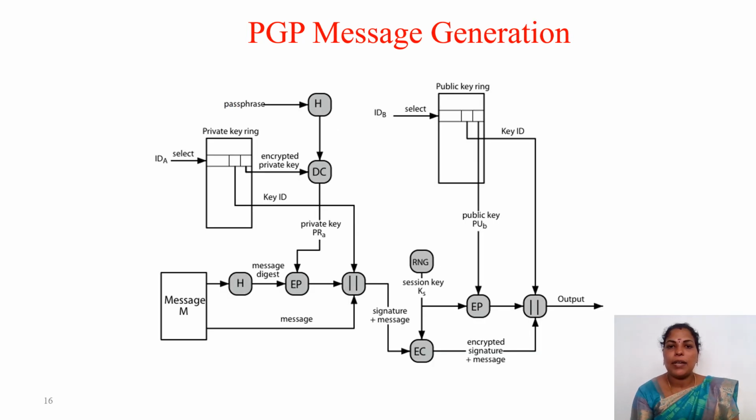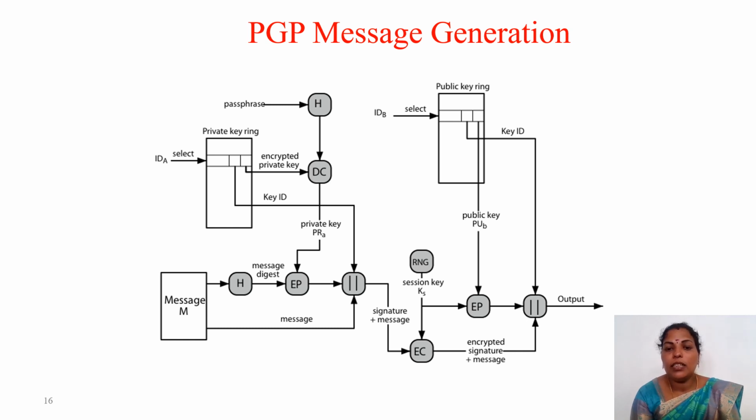Next, the PGP message generation process. We have seen the passphrase. So here we have the message M. We generate the hash of that, so we get the message digest, which is encrypted here, and we send both the message as well as the encrypted digest using the private key ring. Here in the key ring, we have the ID, IDA.